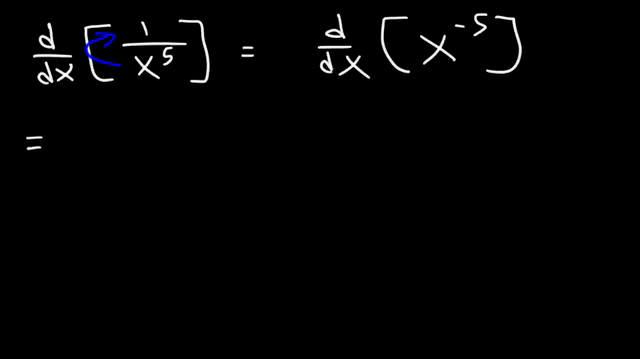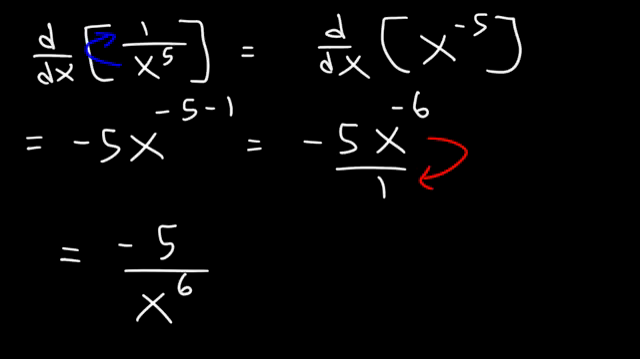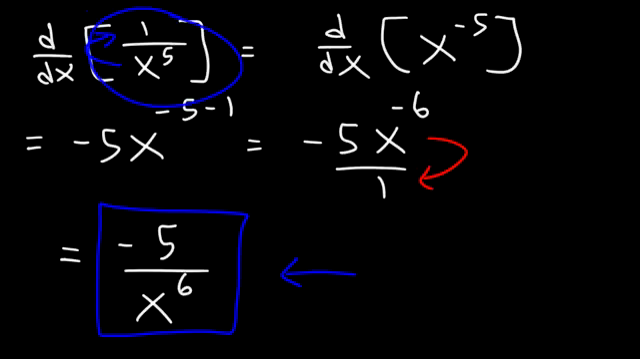So now we could use the power rule. n is negative 5. So it's going to be negative 5 times x raised to the negative 5 minus 1, which is negative 5x to the negative 6. So this is the answer, but we want to rewrite it. Since we have a negative exponent, we're going to move the x variable back to the bottom. So the final answer is going to be negative 5 over x to the 6th power. And so that's how you could find the derivative of a rational function.